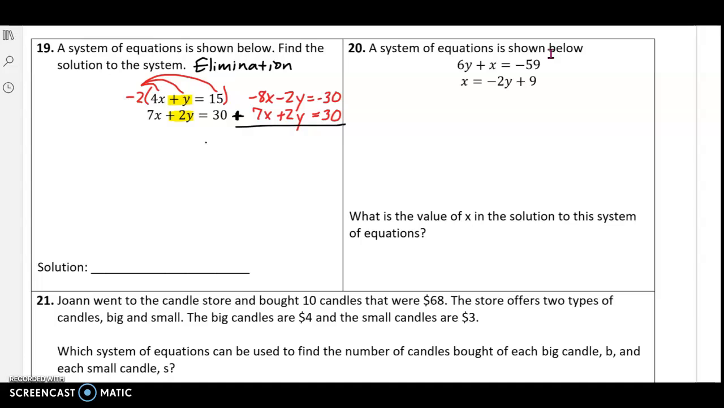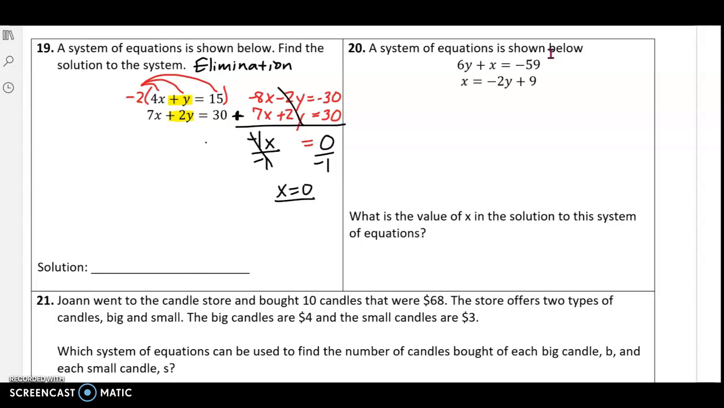-8 and 7 add up to -1x. These add up to 0. I don't know why I eliminated the first ones. I'm sorry, guys. That was weird. I did not mean to cross that out. -8x plus 7x is -1x. The y's cancel because they add up to 0. -30 and +30 also adds up to 0. Interesting. So when we divide both sides by -1, 0 divided by -1 is 0.